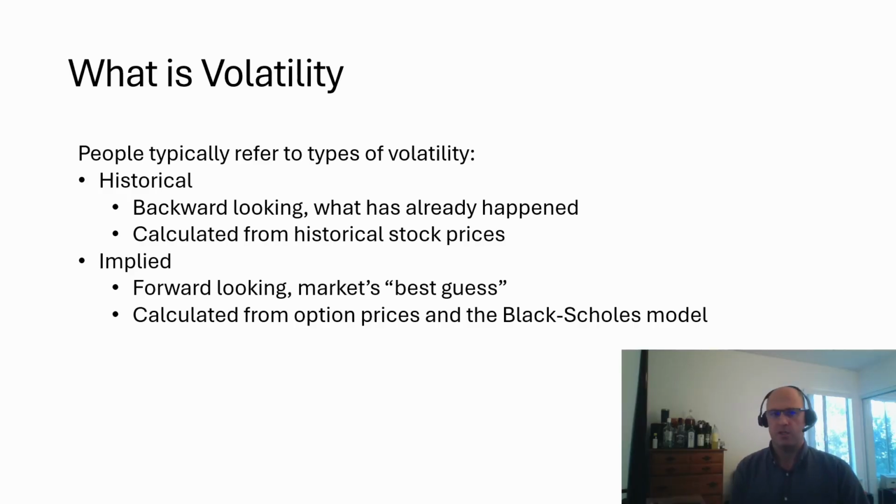So what exactly is volatility? In trading, when people talk about volatility, or I'll just say vol for short, they generally mean one of two things, either historic volatility or implied volatility. Historical volatility, as the name suggests, is a backward-looking metric. It's calculated from historical stock returns, and then you derive a number from that. Implied volatility is a forward-looking calculation. It is the market's best guess of what ranges of prices are going to occur in the future, and it's calculated directly from the option prices, the option chain.